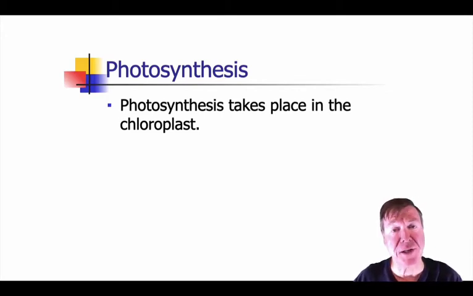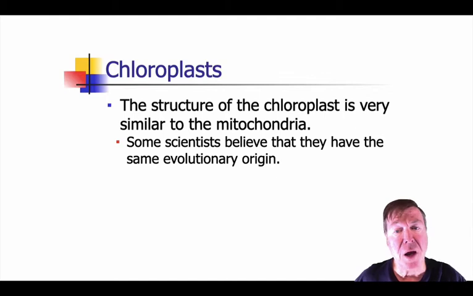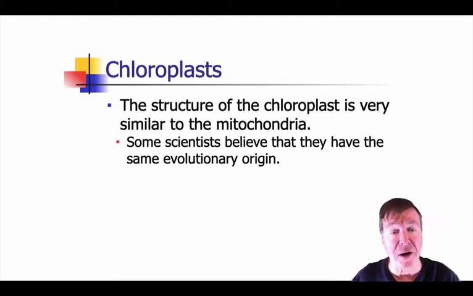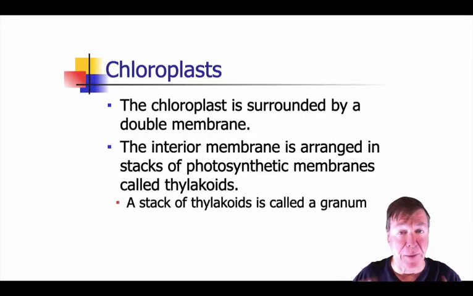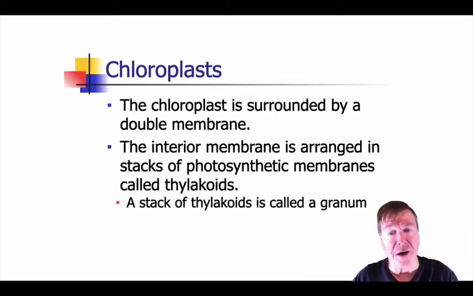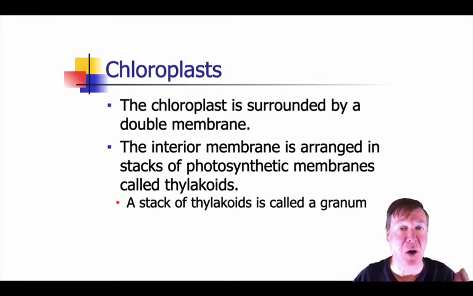This chloroplast is a pigmented organelle. It's very similar to the mitochondria. As a matter of fact, there are some scientists that think they have a similar evolutionary origin. It's surrounded by a double membrane, just like mitochondria. The inner membrane is stacks of photosynthetic membranes that are called thylakoids. You do not need to know that. Don't worry about the thylakoids.